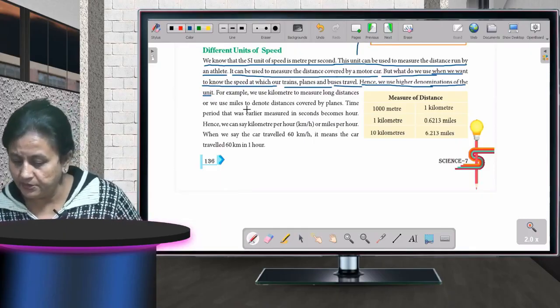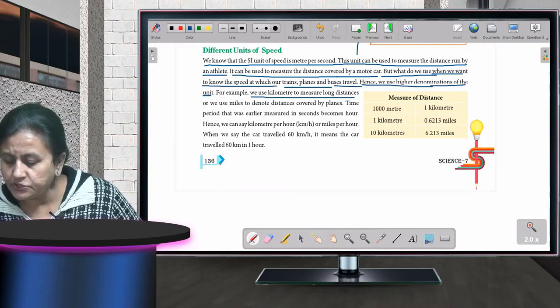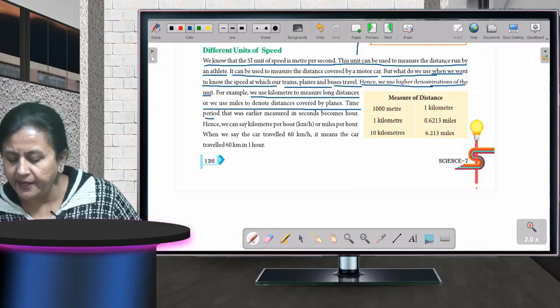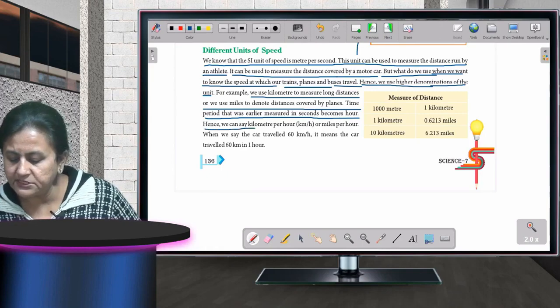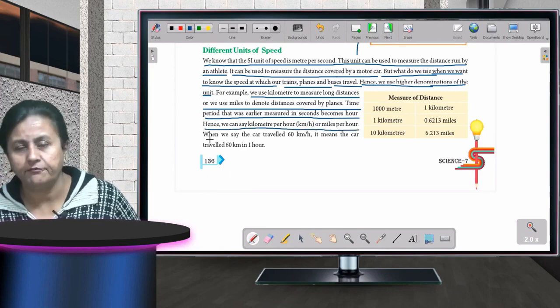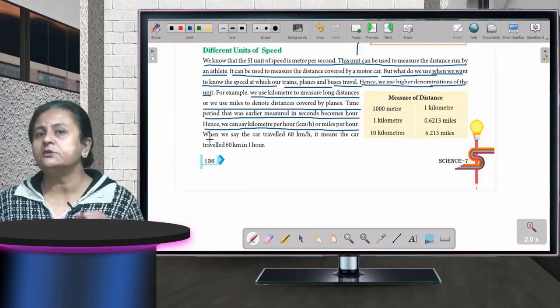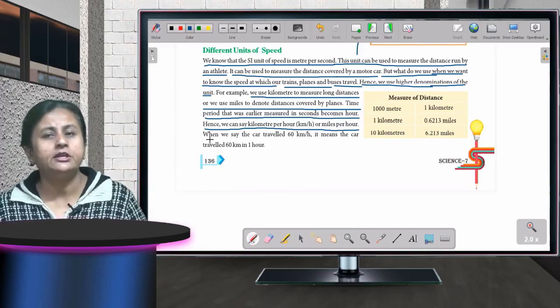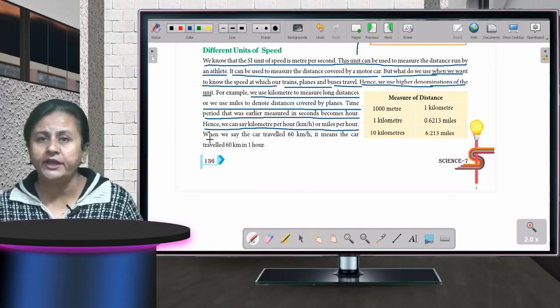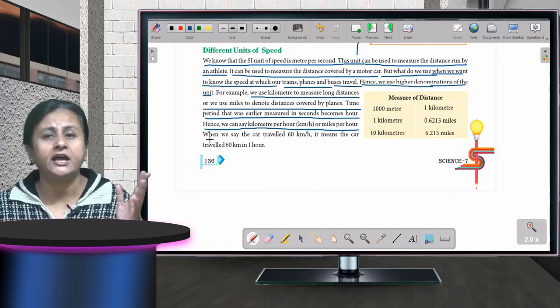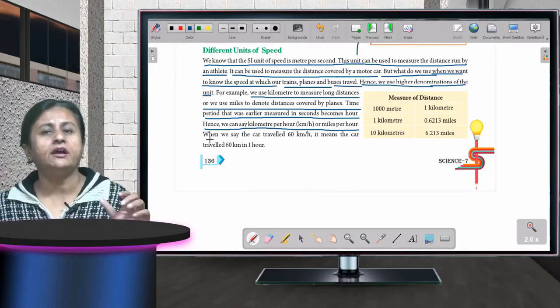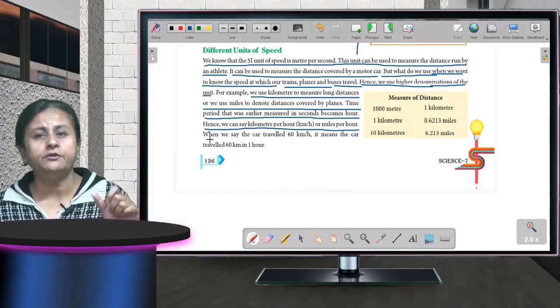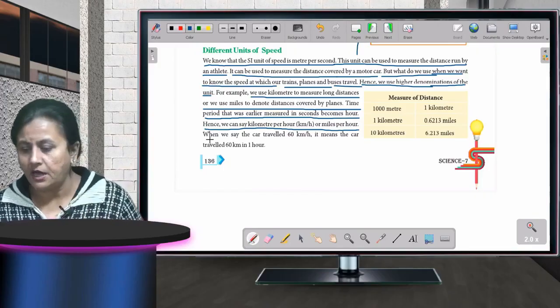Fine, children? So we use kilometers to measure long distances, or we use miles to denote distance covered by planes. The time period that was earlier measured in seconds becomes hours. Hence, we can say kilometer per hour or miles per hour. Earlier, because the distance was small, the denomination was small. Now, the distance traveled by trains, buses, different means of transport is quite long, so the denominations also go up. So the standard unit becomes kilometer per hour. Fine, children?